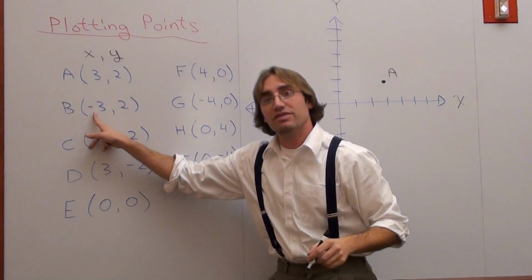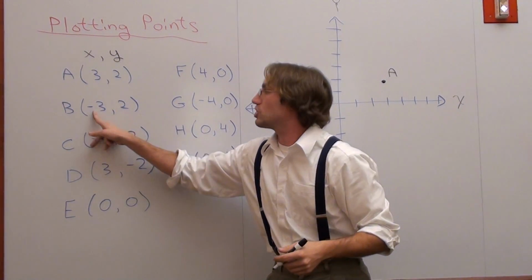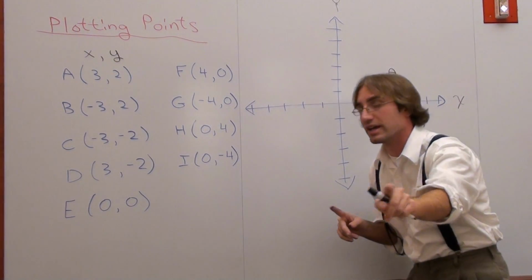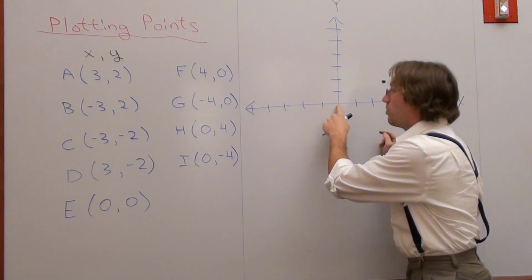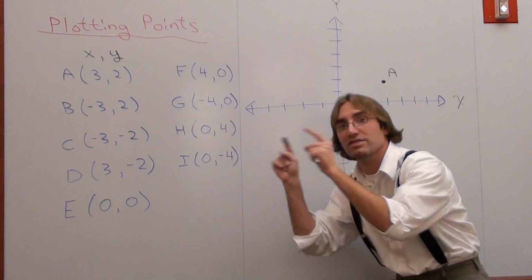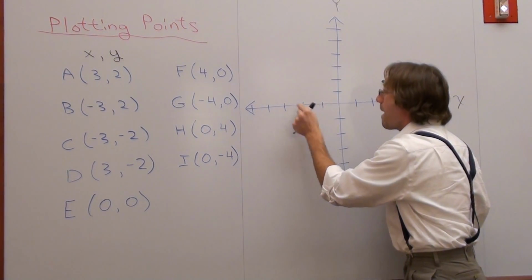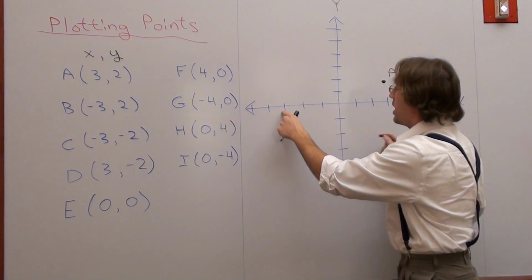Now we're going to go -3, 2. So we're going to go -3 on the x-axis, but we start at our same starting point. So positive was to the right, negative is to the left. And we're going to go 2 on the y. 1, 2.